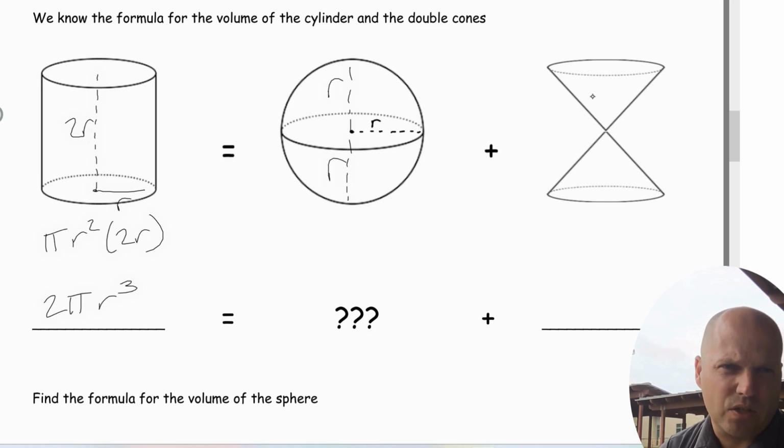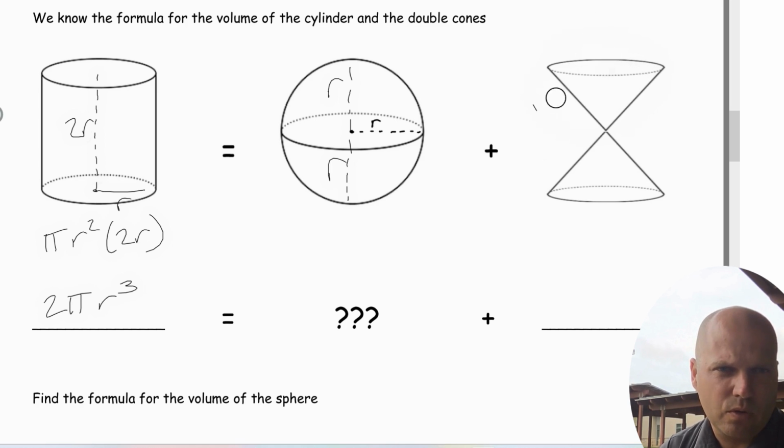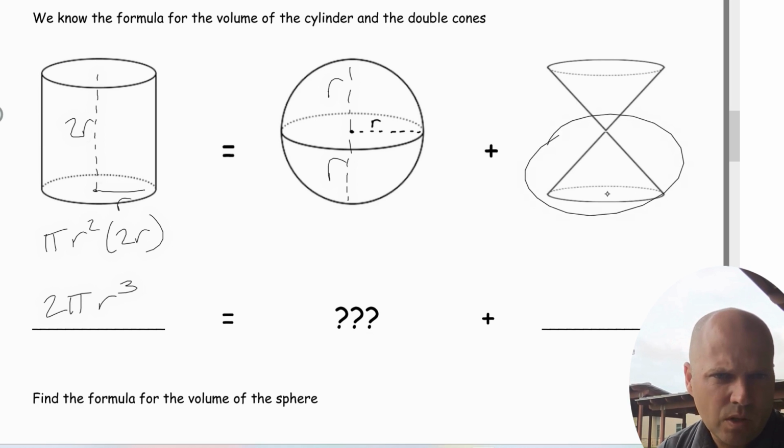Now let's come over here to the cone. Let's just look at the top cone. What would be the volume of the top cone? Actually, let's look at the bottom cone. You guys are more used to looking at the cone in this orientation.